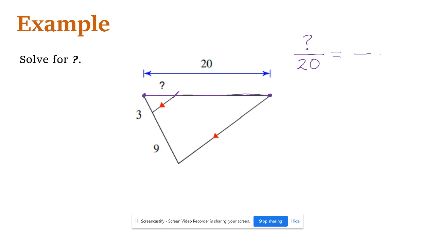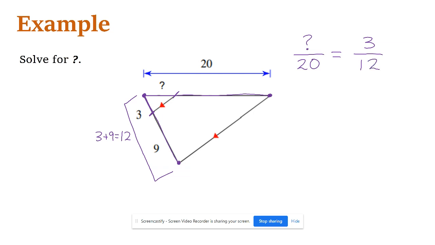So on top of the other fraction, I'm going to put 3. 3 matches up with the question mark. They're both the sides of this little tiny triangle over here. But the bottom, 20 is the entire length, the whole side. So I need to make sure I do that with my other fraction as well. So I can't just put 9 because 9 is only a piece. I need the entire thing, the entire side of the big triangle. So what I'm going to have to do is put the 3 and the 9 together. And that's going to be 12. So it's going to be 3 over 12.